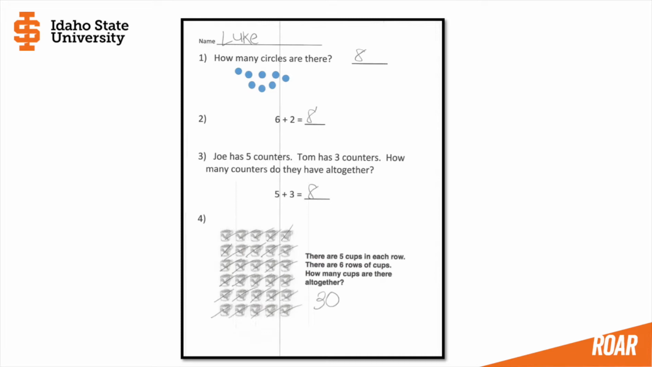What did you notice? I might wonder how the student counted the chips in question 1. Did he count by ones, twos? How did they add 6 plus 2 in question 2? Did he count on? Was it a known fact? I noticed in question 3 that because the equation was already created, the student didn't actually have to problem solve. In question 4, I'm assuming the student counted each one of the cups because they are all crossed out, but I actually don't know what he did to get 30.